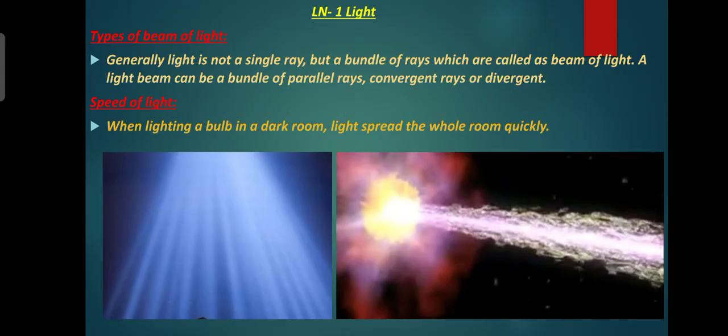Now we are going to discuss about speed of light. When lighting a bulb in a dark room, light spreads across the whole room quickly. This is because light travels very fast. Light travels 3 lakh km per second in air and vacuum. In theory, nothing can travel faster than light.